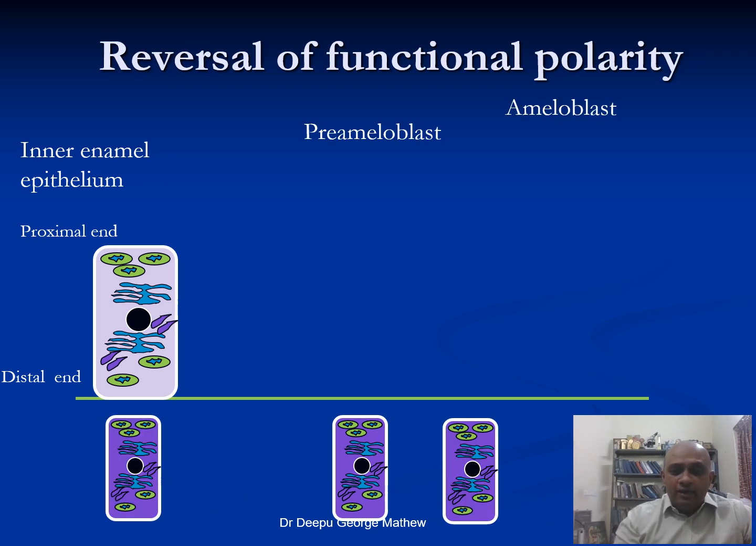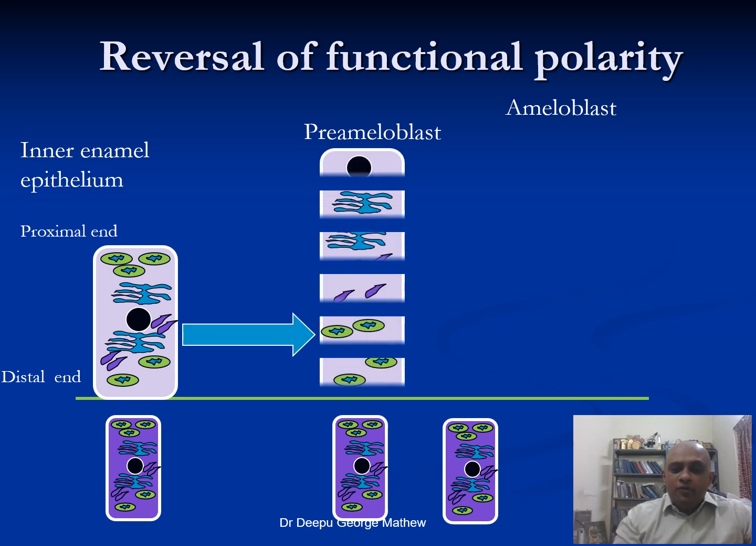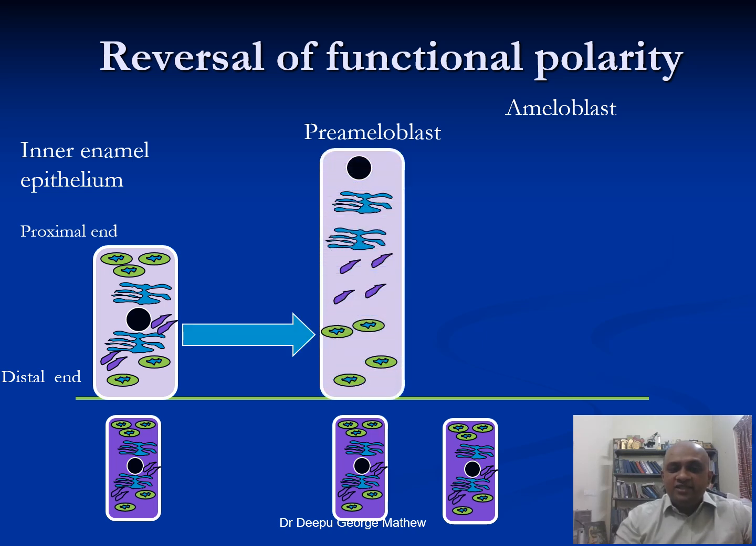and these odontoblasts will in turn interact with the overlying inner enamel epithelial cells and transform them into pre-ameloblasts, where the organelles have been changed, and the nucleus has been shifted away from the basement membrane. That is known as the reversal of polarity.